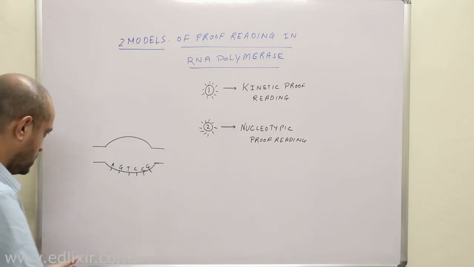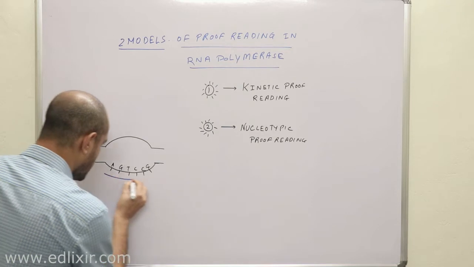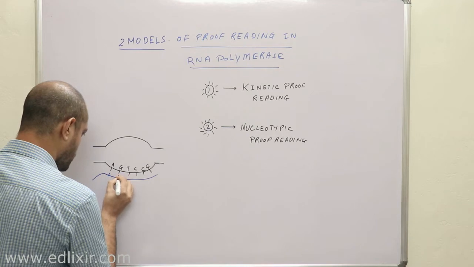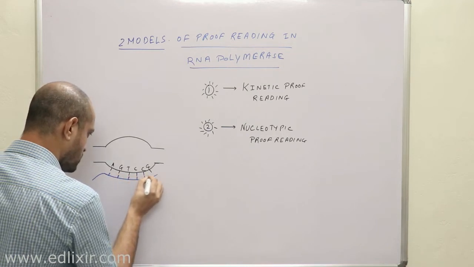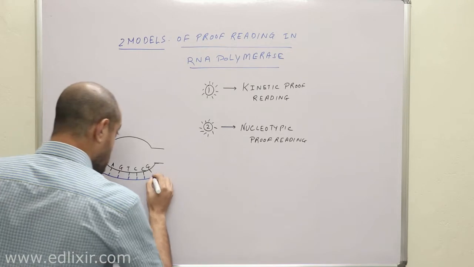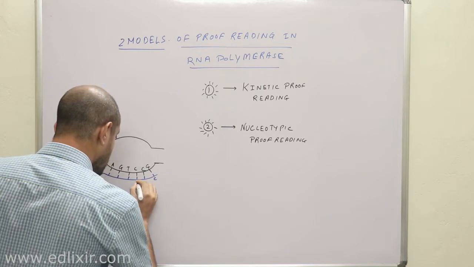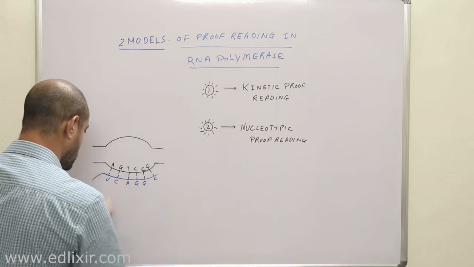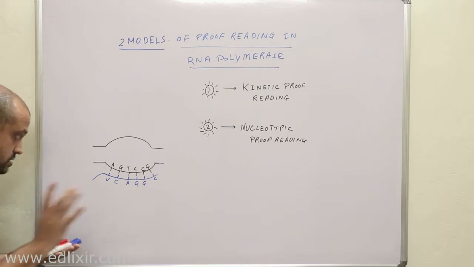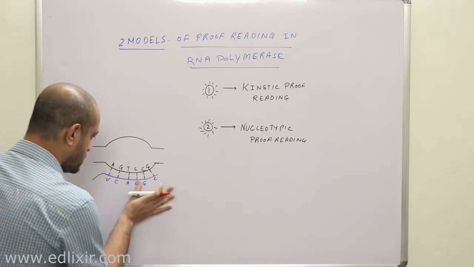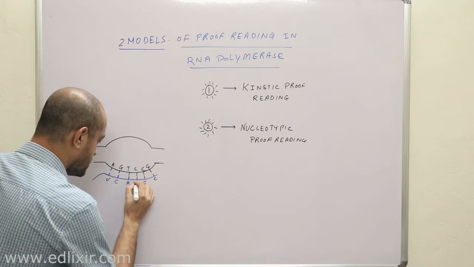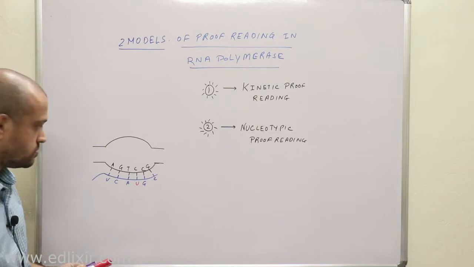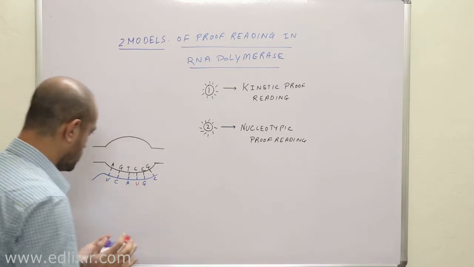Suppose this is A, G, T, C, C, G. So the RNA will have C, G, G, A, C, U, right? But suppose by mistake RNA polymerase inserts U here. So this is wrong. Now listen with all your attention. What will happen is this.